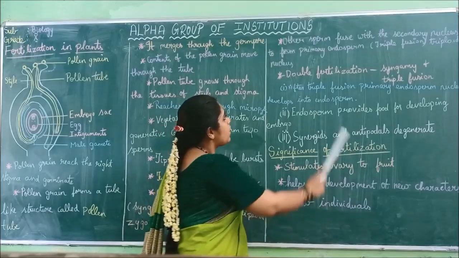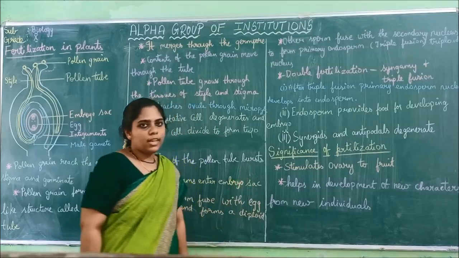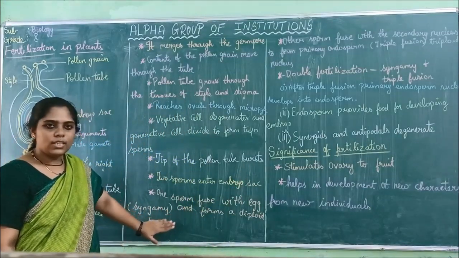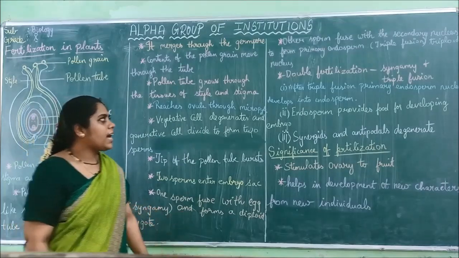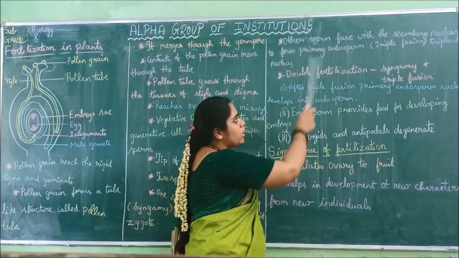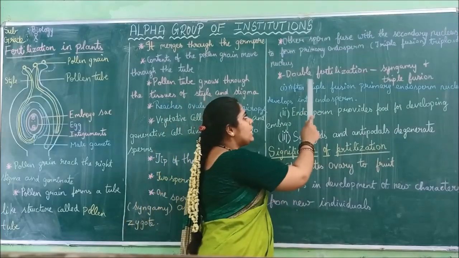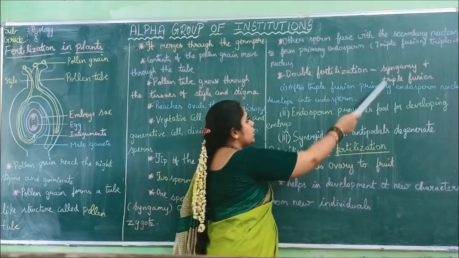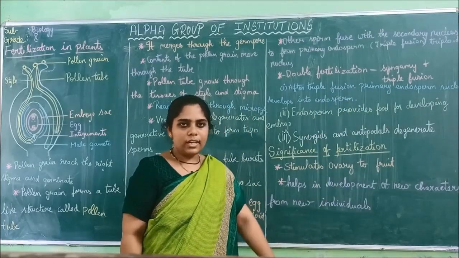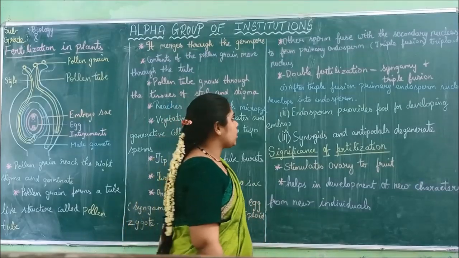Then what happens? The double fertilization. Since two fertilizations take place, that is, two fusions take place, one here with the egg and the other with the secondary nucleus, it is known as double fertilization. Syngamy and triple fusion take place at a time, so it is known as double fertilization.